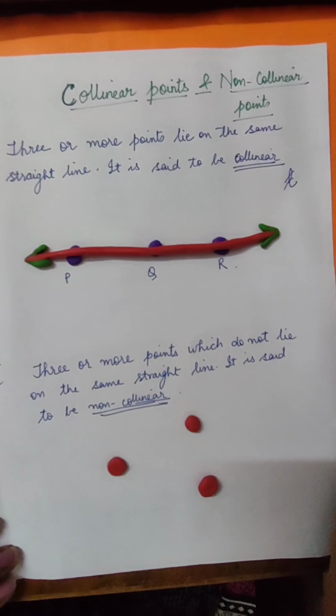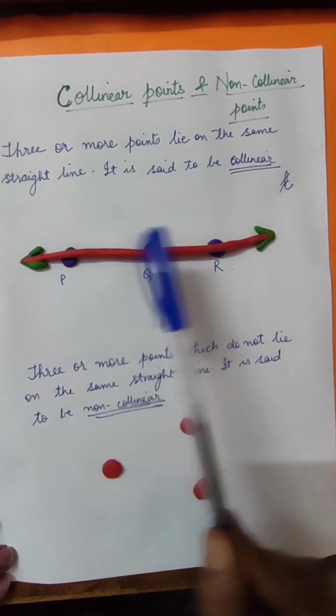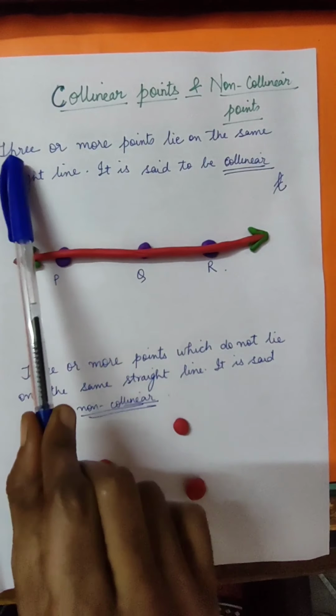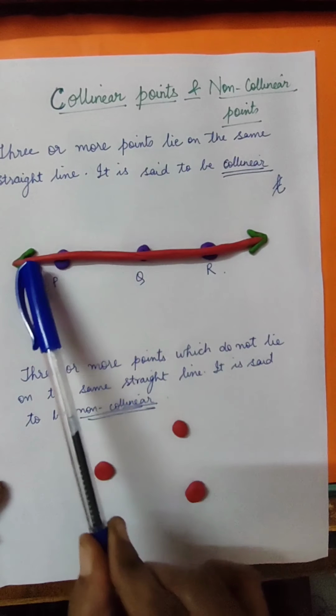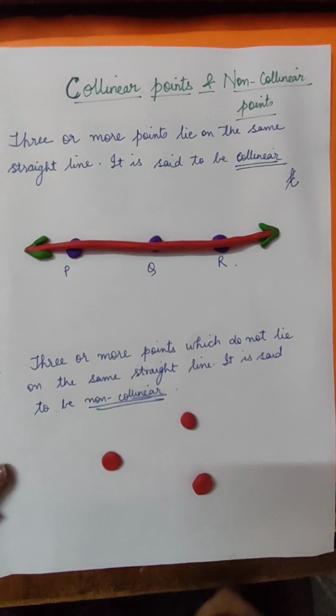Yes. Now you can see what I have written. 3 or more points lie on the same straight line. It can be 4 points also. See, we can have 4 points also. Doesn't matter, but minimum 3 should be there, lying on the same straight line. Are they lying on the same straight line? Yes, it is said to be collinear.